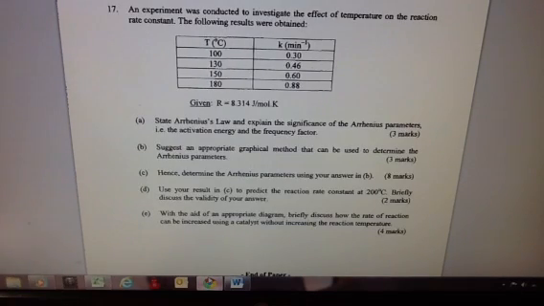The first part of the question asks us to state the Arrhenius law and explain the significance of the Arrhenius parameters, for example activation energy and the frequency factor. So here's the answer for the question.